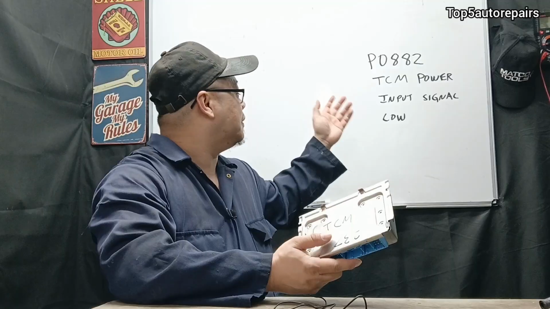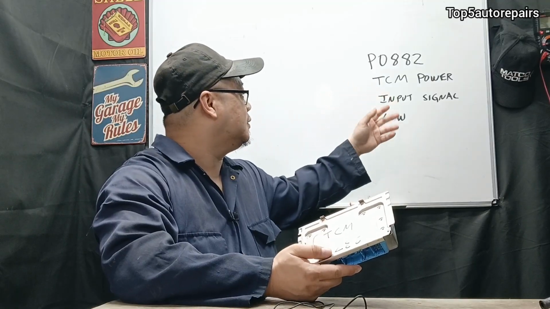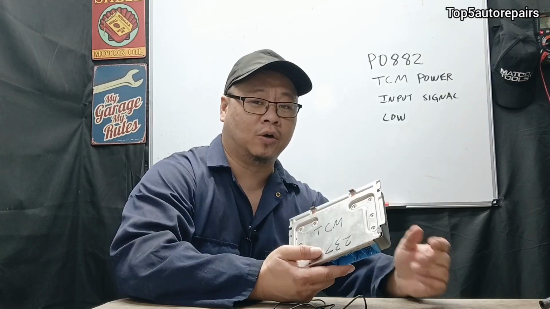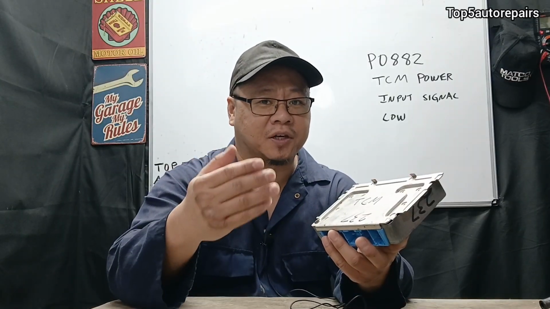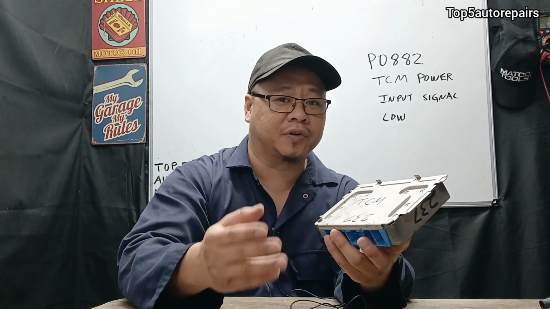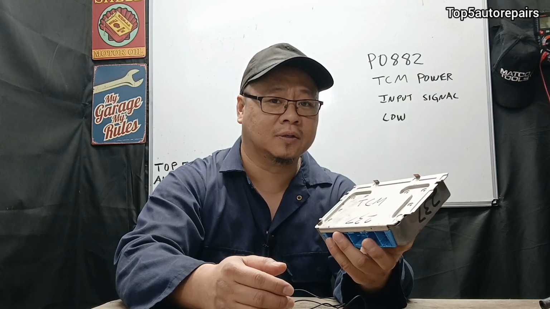Today's topic, I'm going to show you guys how to fix the P0882 TCM power input signal low code. The reason why you're getting P0882 is because when you start your vehicle, it is going to run a self-check or self-diagnostic. And when there is an issue, it is going to trigger the check engine light. And again, you're going to get that code.